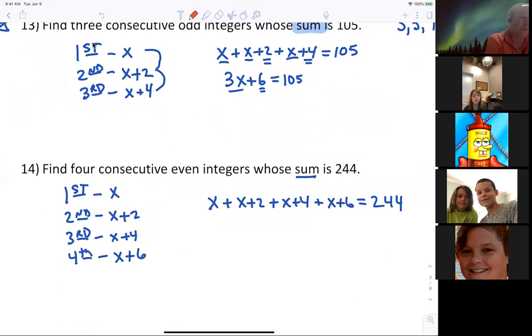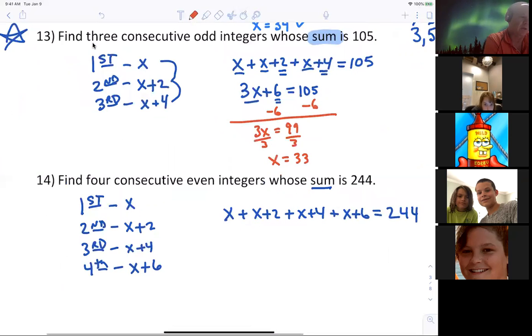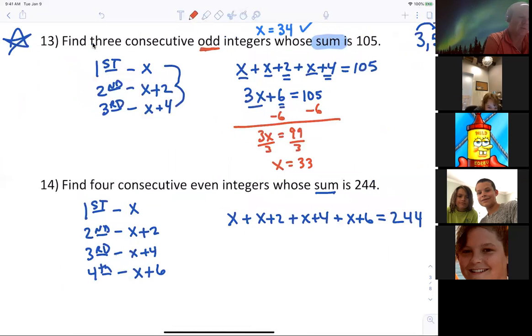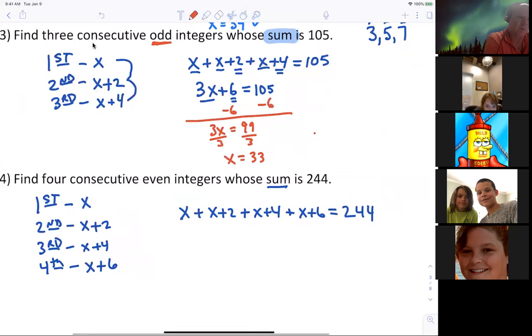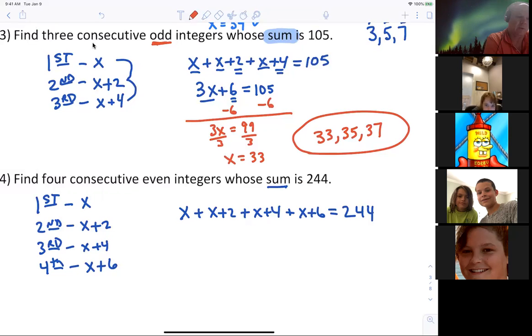All right, so number 13. We set up the equation, subtract 6. So 3x was equal to 99. Divide by 3, x equals 33. Now these were consecutive odds. So the numbers were 33, 35, and 37. That's what I wanted you to be able to do. All right.